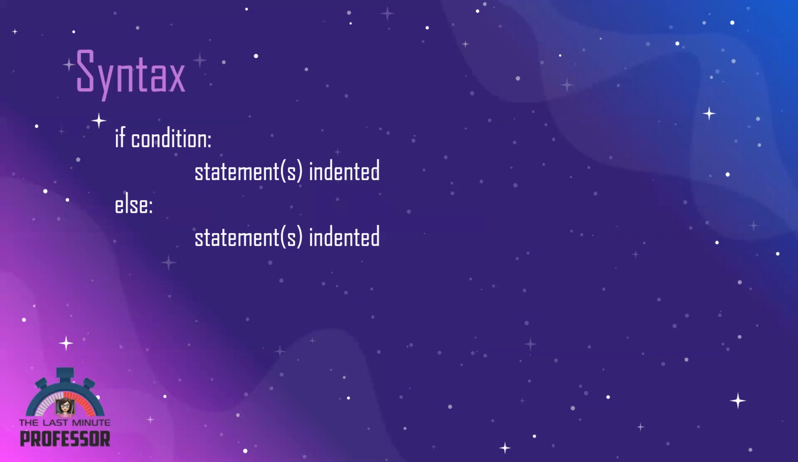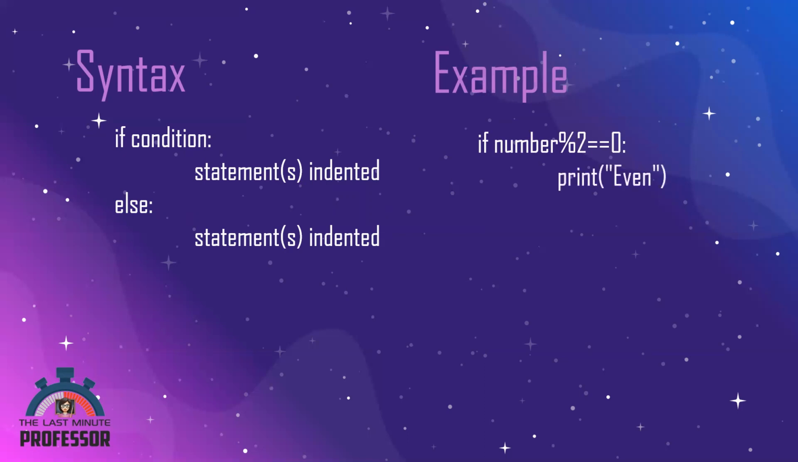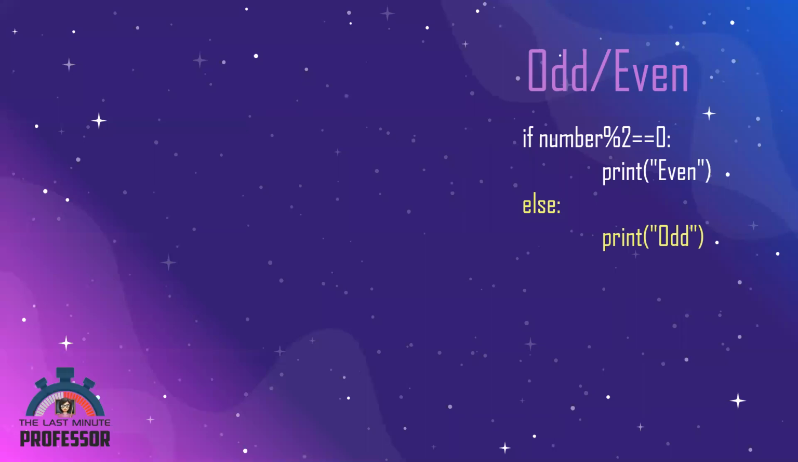Let us see an example for checking whether the number is odd or even. If the remainder obtained on dividing number by 2 is 0, that is, if number modular division 2 equals 0, followed by a colon, the number is even. So let me just print it. Else colon, print odd. Okay, how to write these 4 lines in a single line?